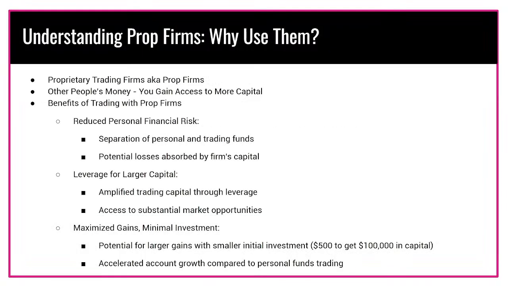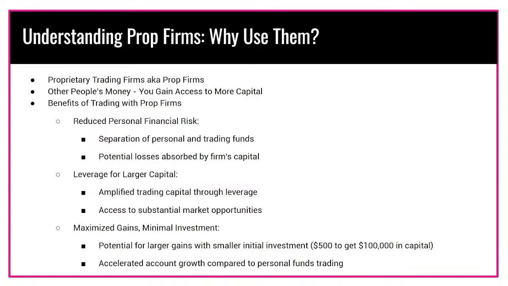Understanding proprietary trading firms and why you would use them. Proprietary trading firms, commonly known as prop firms, offer a unique opportunity for traders to access capital and trade on behalf of the firm. There are several compelling reasons to consider trading with a prop firm. First, it lowers your personal financial risk. By trading with a prop firm, traders can separate personal finances from trading capital. This lowers the financial risk associated with trading, as any potential losses are absorbed by the firm's capital rather than the trader's personal funds.